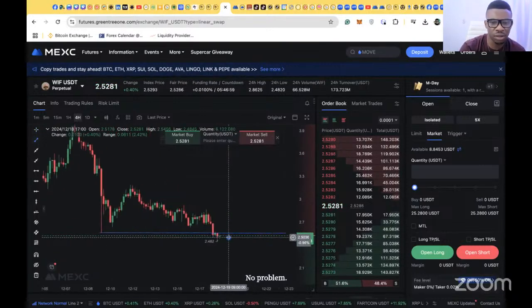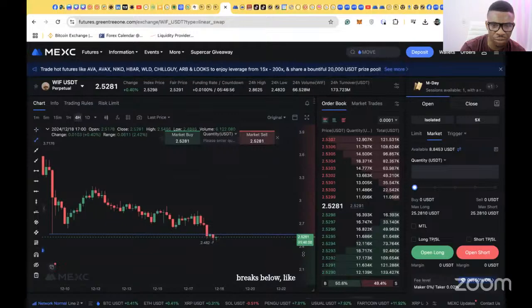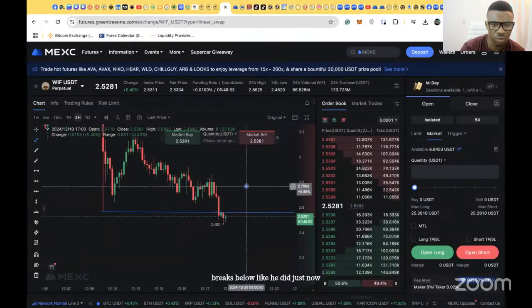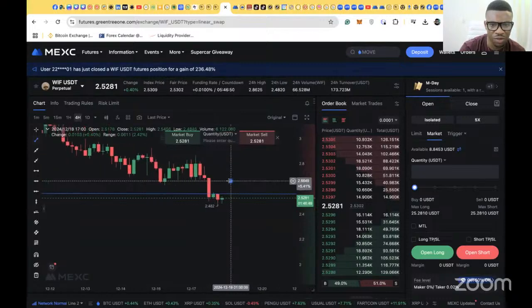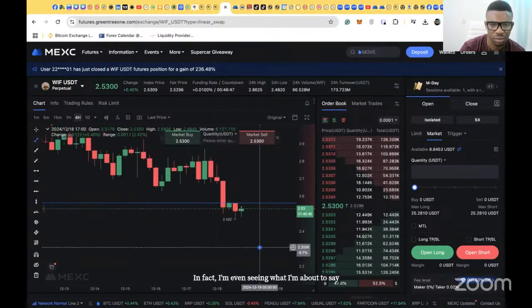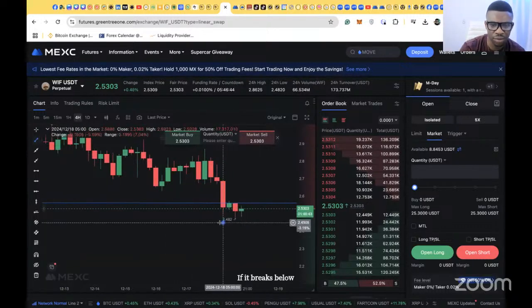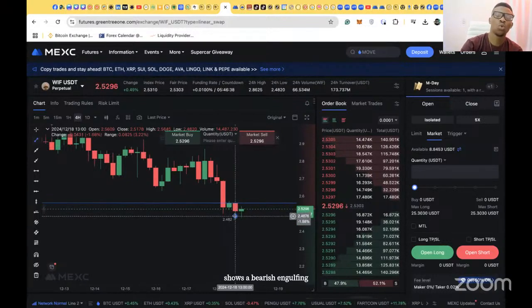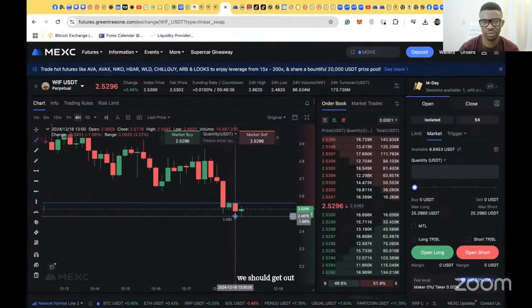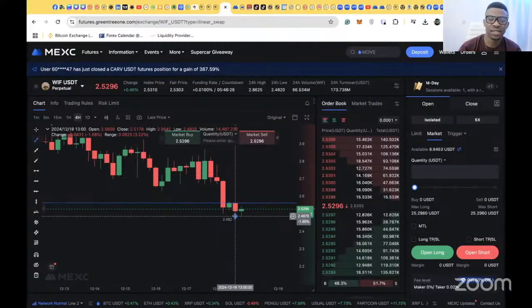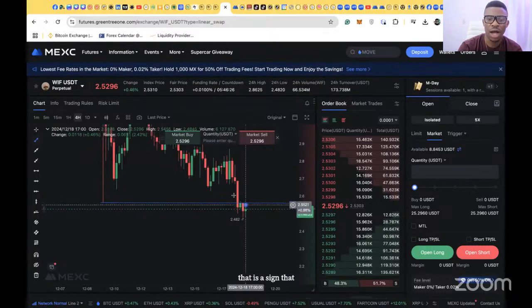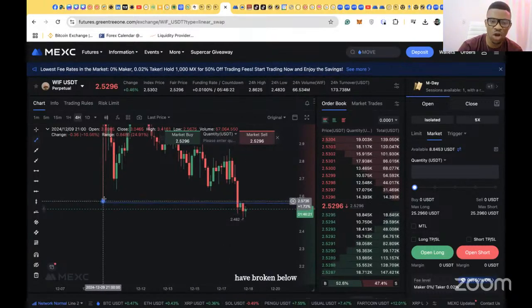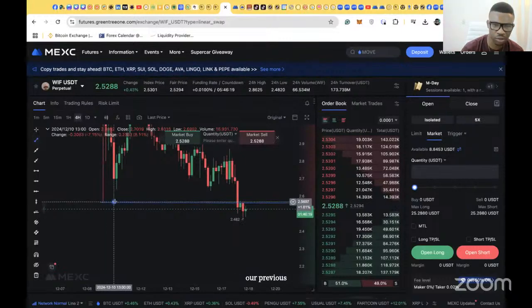If this price breaks below like it did just now, pulls back like it has done, and shows us a bearish engulfing, we should get out of the markets. That's if we are in the markets. That is a sign that the price has broken below our previously marked area of support. That is what it means.